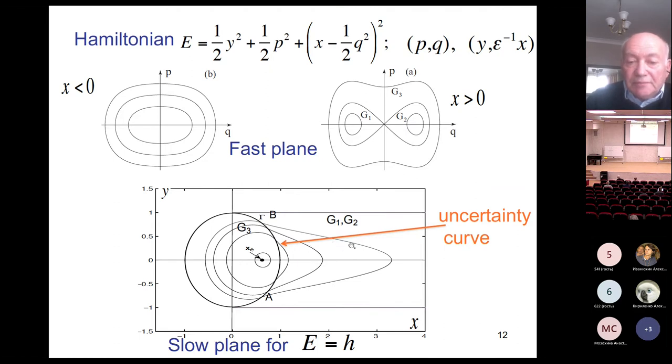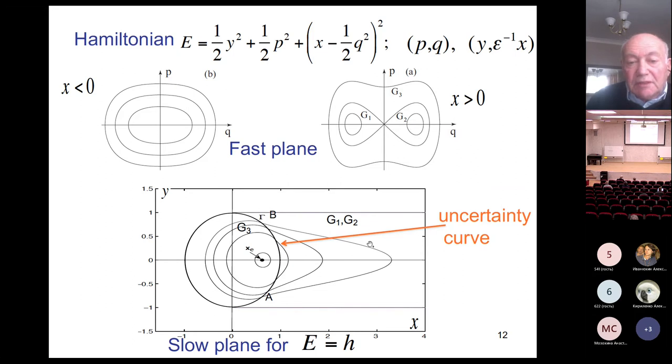So this domain here, each point of this domain corresponds to two trajectories, but because of symmetry, they are shown in the same plane. And this curve, this half circle, is an uncertainty curve. And the motion here is a motion outside the separatrix loop. So motion looks like this.